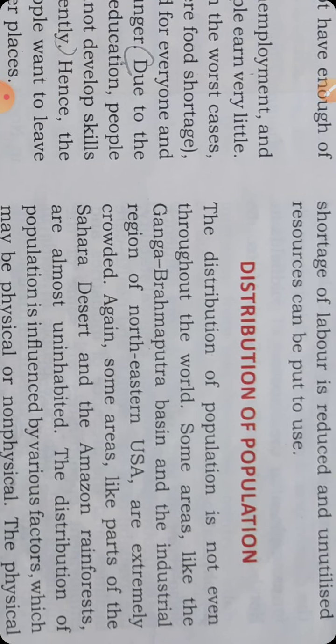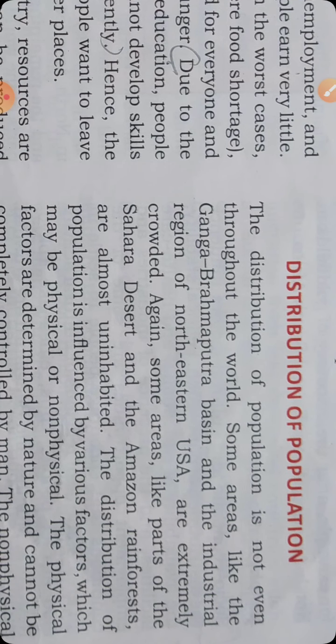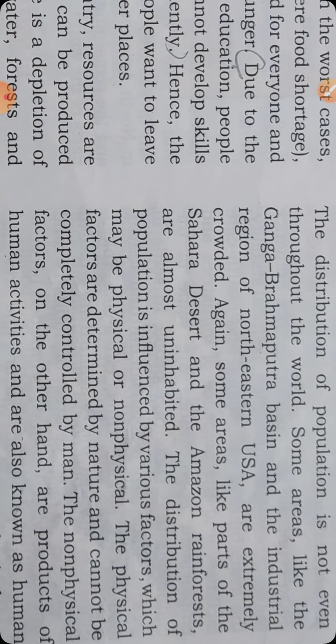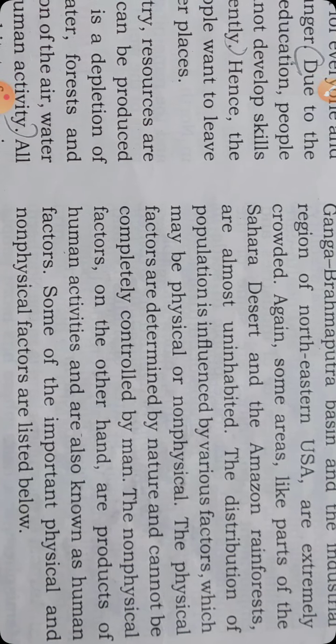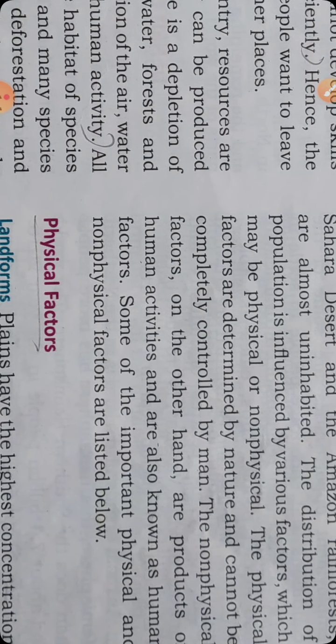Distribution of population. The distribution of population is not even throughout the world. Some areas like the Ganga-Brahmaputra basin and the industrial region of the northeastern USA are extremely crowded. Again, some areas like parts of the Sahara Desert and the Amazon rainforest are almost uninhabited. Uninhabited means no people are found there.